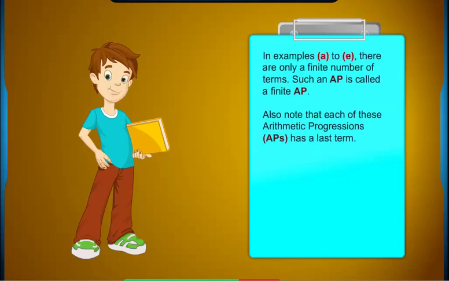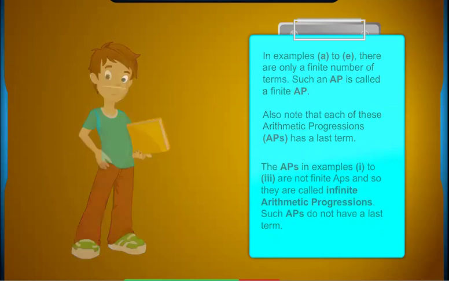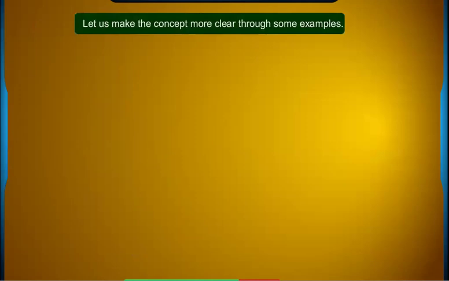In examples A to E, there are only a finite number of terms. Such an AP is called a finite AP. Also note that each of these arithmetic progressions, APs, has a last term. The APs in examples 1 to 3 are not finite, so they are called infinite arithmetic progressions. Such APs do not have a last term. Let us make the concept more clear through some examples.